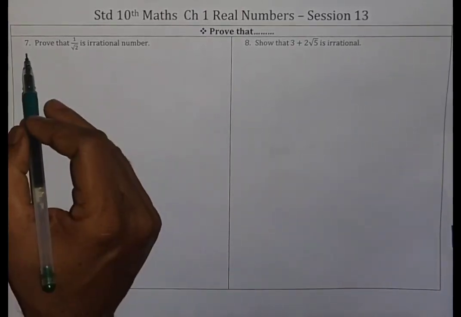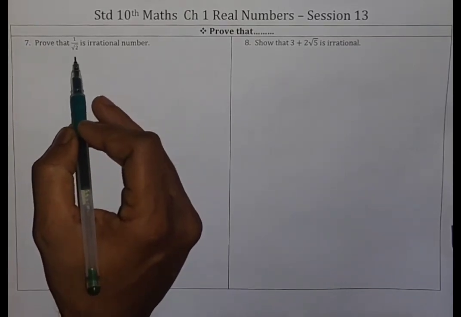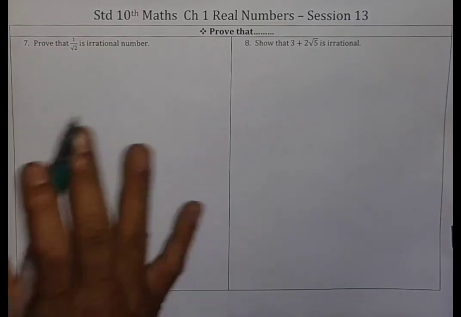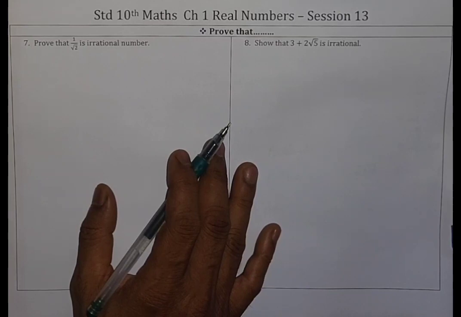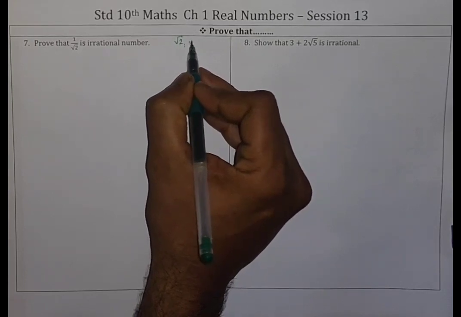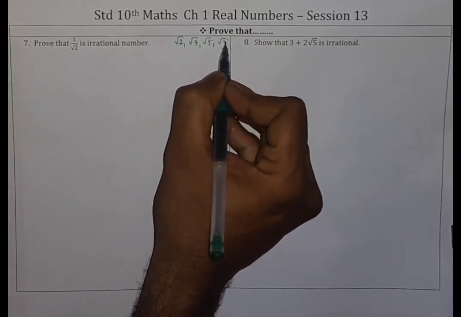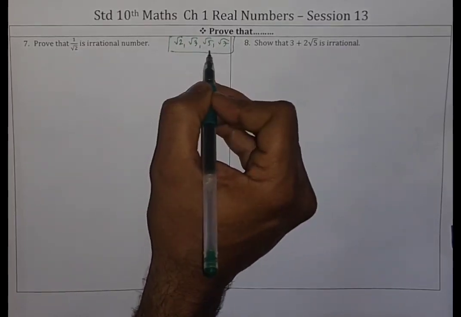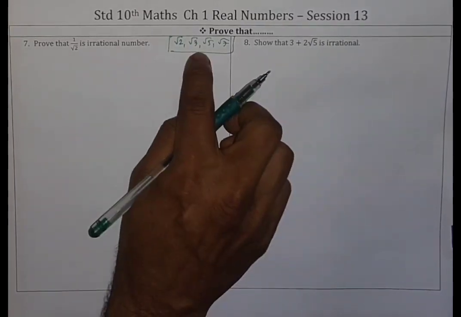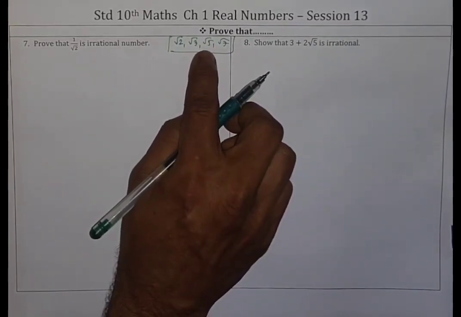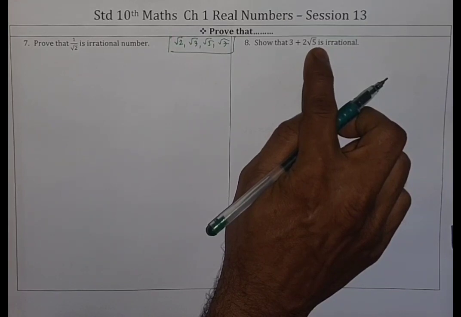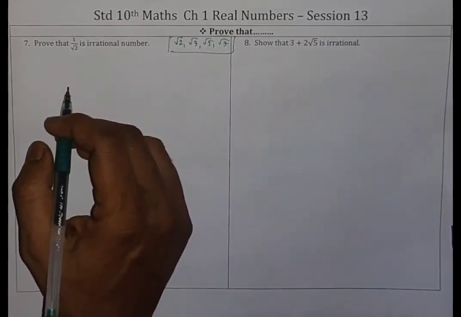Now it's number 7. Prove that 1 upon root 2 is irrational number. Okay, children, this is also very easy. It's not a prime number, it's a purely root 5, root 2, root 3, root 5, root 7. This is very simple. Aapko question difficult dikhta hai, but there you have to write a lot. This question seems to be complex, usse bhi jyada likhna padega aisa lagta hai. But it's not. See this. Now how it is to be done.